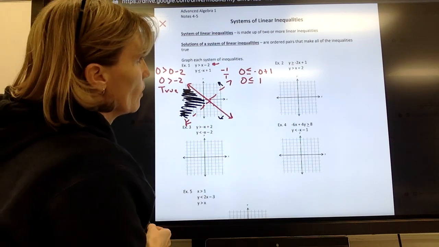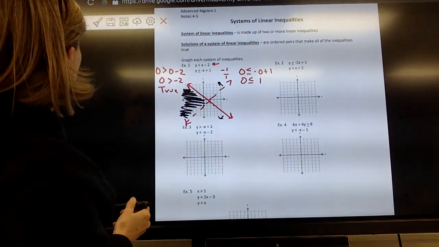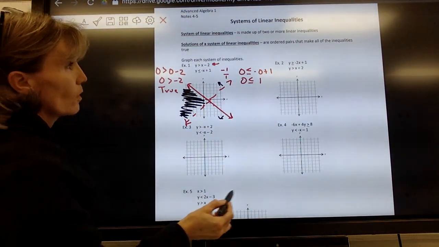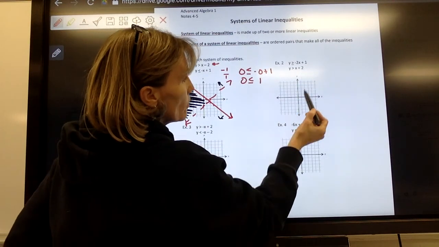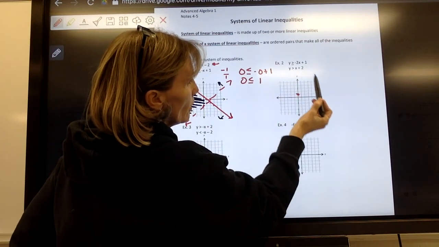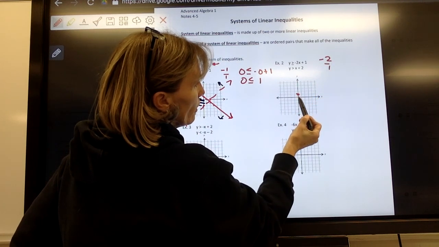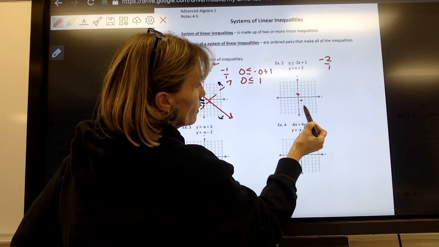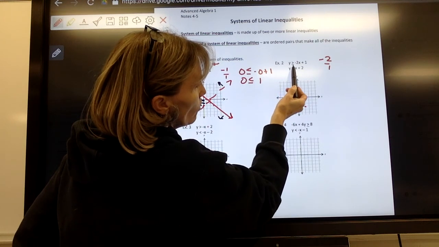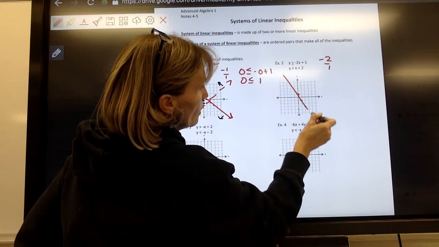Okay, let's do example number 2 here. Go back to red for my lines. I've got a b value here of +1, and the slope is -2 over 1. So I'm going to go down 2 and right 1. That's a greater than or equal to, so this is going to be a solid line.